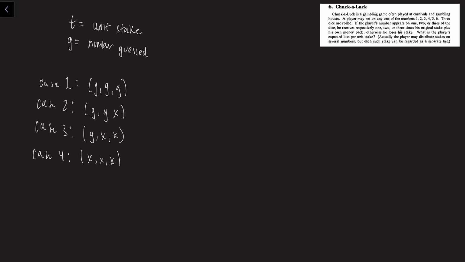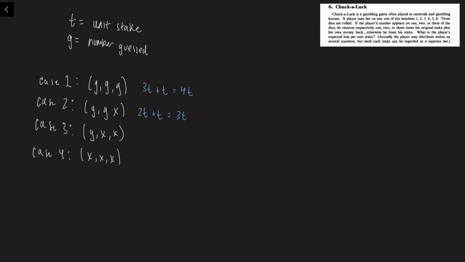Okay, so for each of these cases, let's calculate how much of our stake we get back. So in case 1, where all 3 of the dice land on our guess, we get 3t plus our original t, which equals 4t. And for case 2, if only 2 of them land on our guess, we get 2t plus our original stake, so we get 3t. For case 3, where only 1 of the dice lands on our guess, we get 2t. And for case 4, we get nothing.